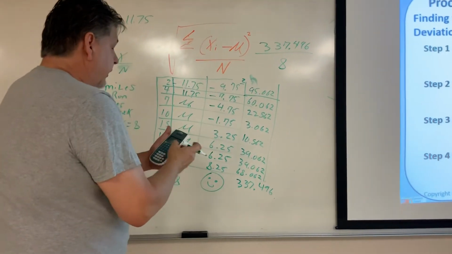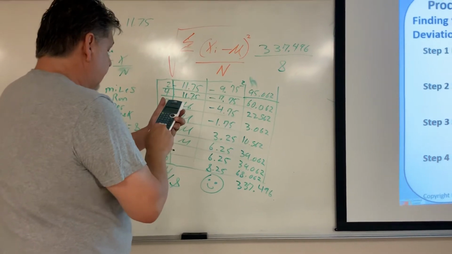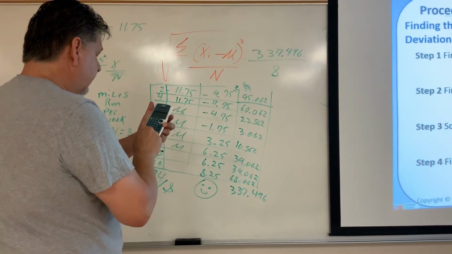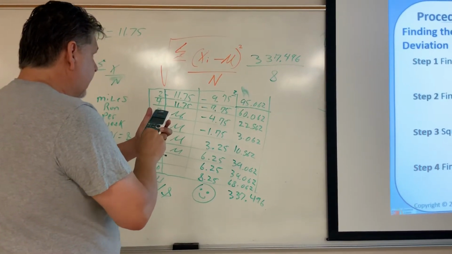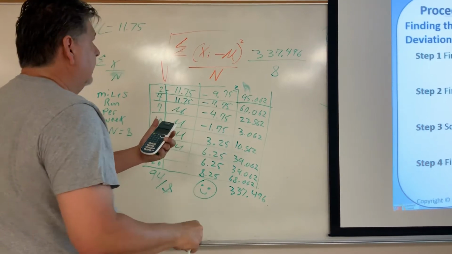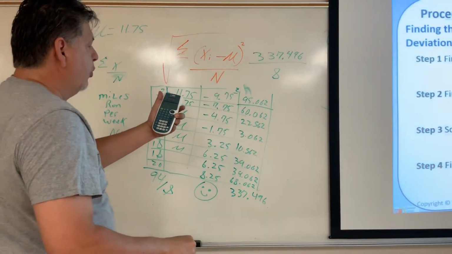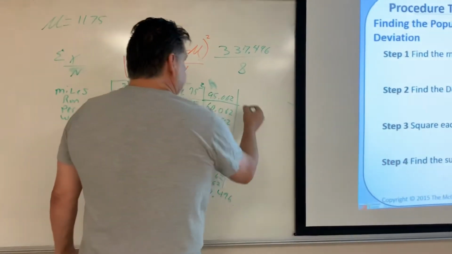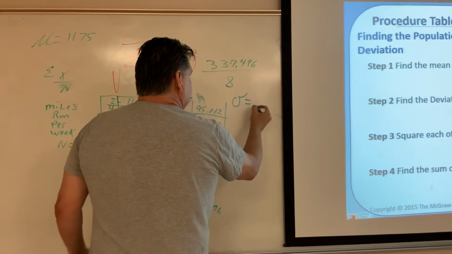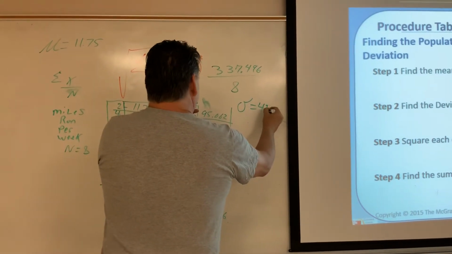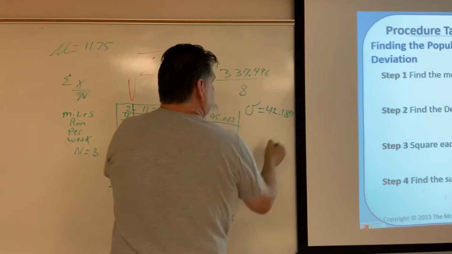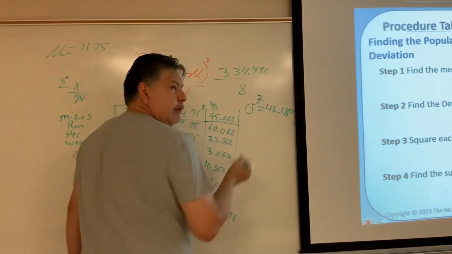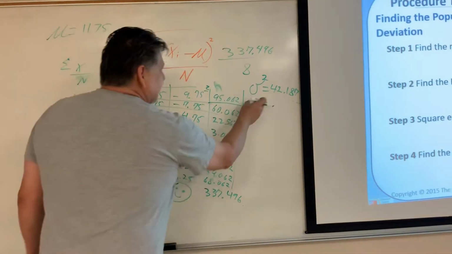So I will go ahead and calculate that. I've got 337.496, and I'm going to divide that by 8, and I get a score of 42.187. So that is my variance. So my variance is going to be equal to 42.187. Variance. Sorry about that. So that's my variance.